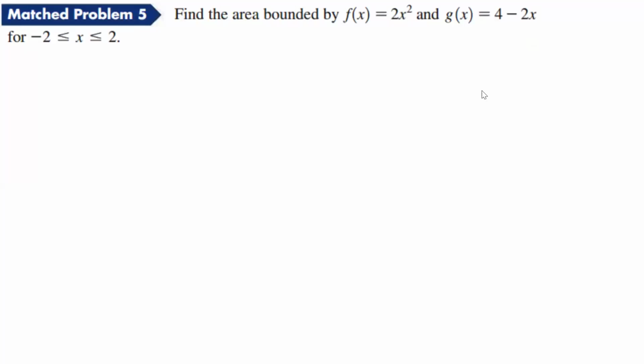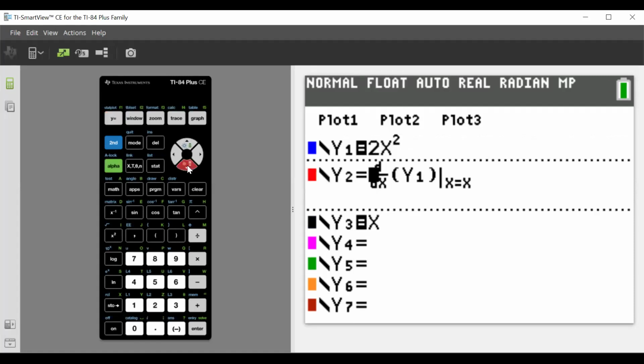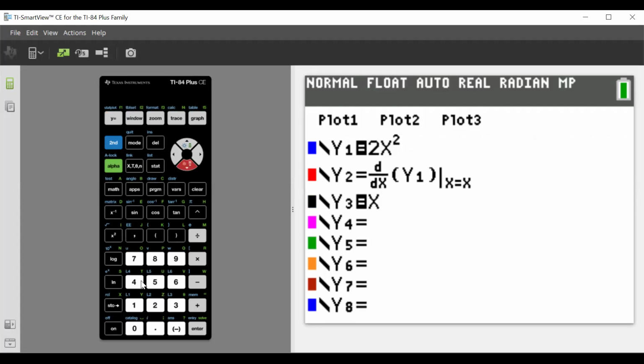All right, so here we're supposed to find the area bounded by f of x is 2x squared and g of x is 4 minus 2x from -2 up to +2. So again, before we start just trying it, we better put in what we have here. It looks like if we put a 2x squared there, that's the first one. And the second one was 4 minus 2x.